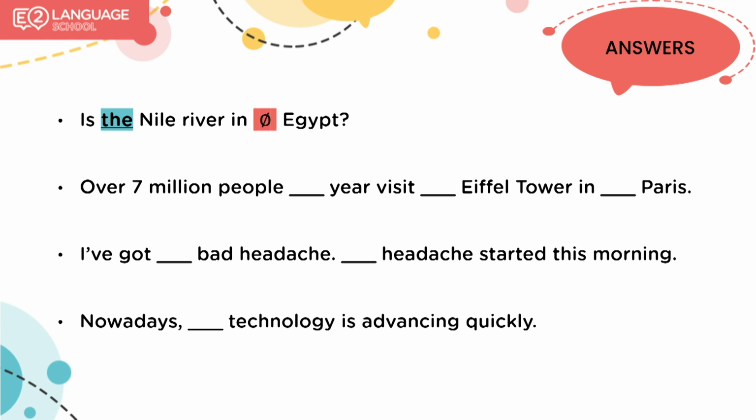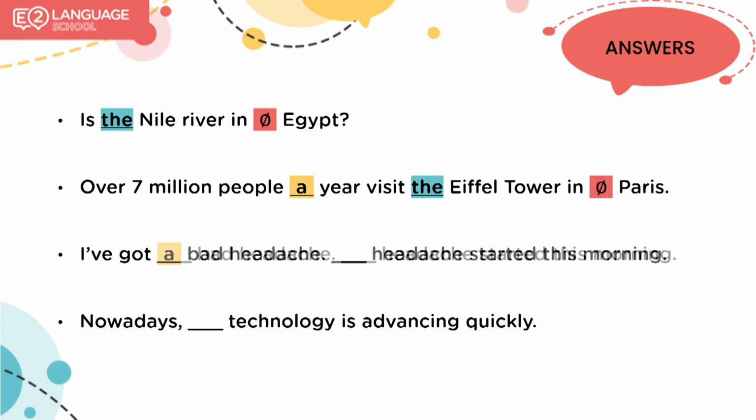Next, over 7 million people a year visit the Eiffel Tower in Paris. Okay, so let's start from the beginning. We need to use a year, so this is a time reference. The Eiffel Tower is a place of interest, and so that's why we're using the. And Paris, again, this is a proper noun, so no article. It's a city.